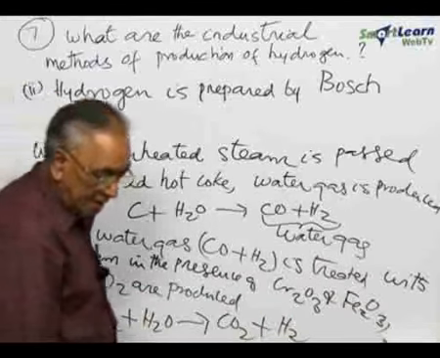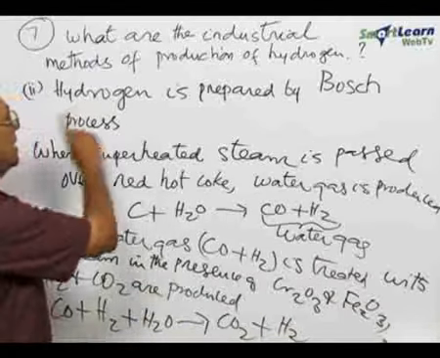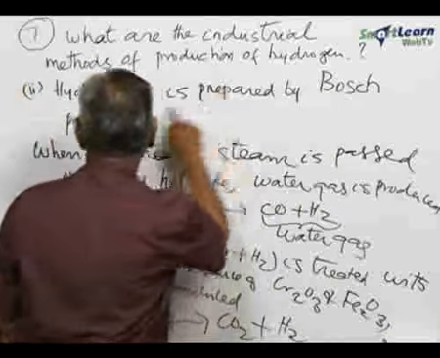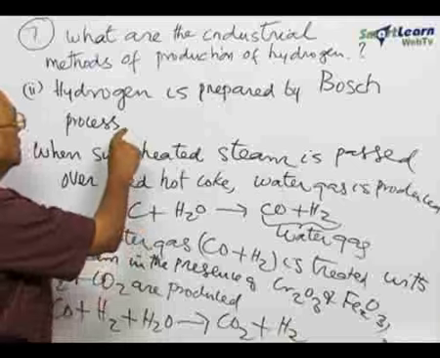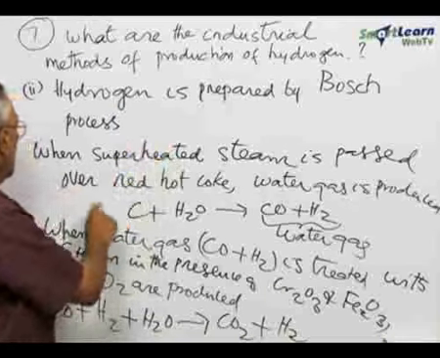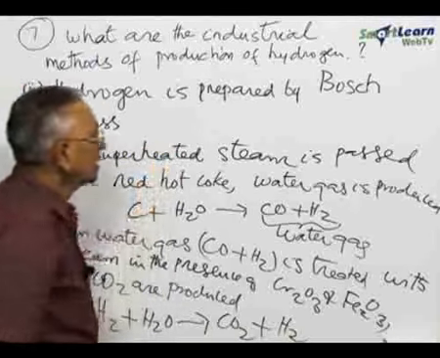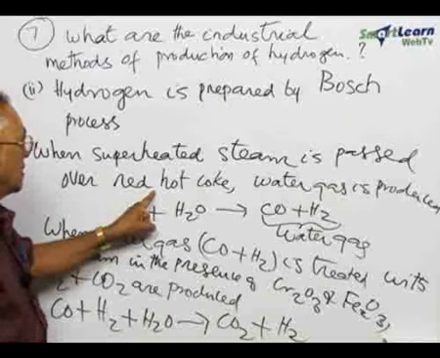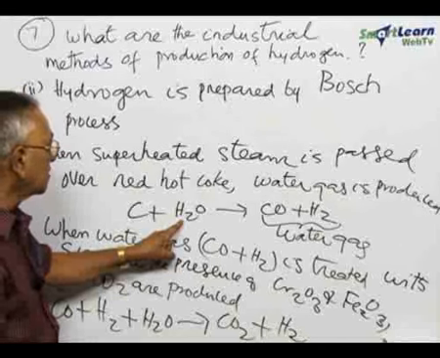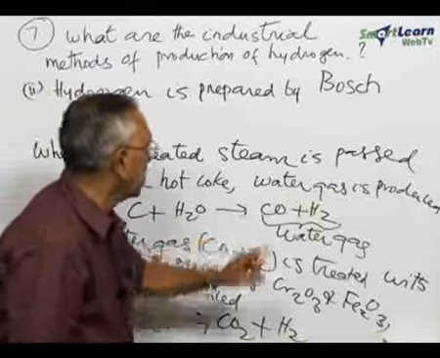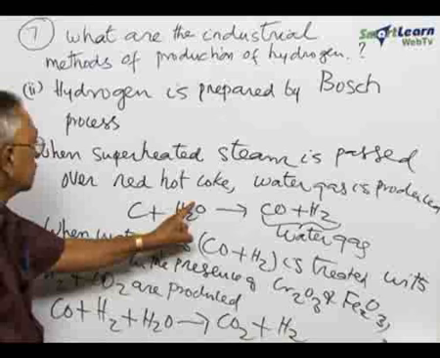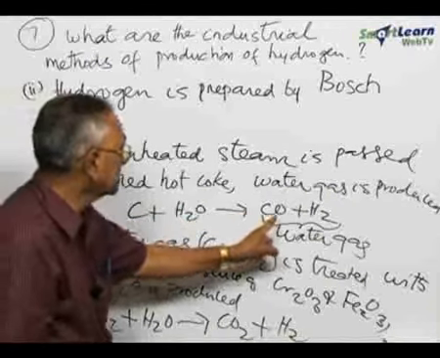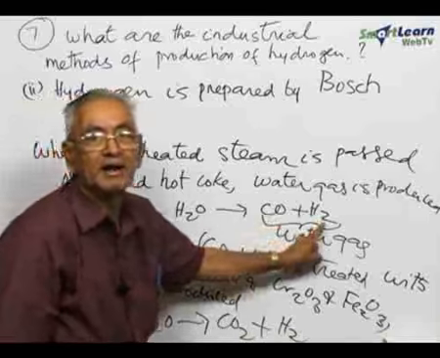Another very important industrial method of preparation of hydrogen is by means of a process known as the Bosch process. This is also known as the water gas reaction. When superheated steam is passed over red hot coke, under very hot conditions, water is decomposed to give rise to carbon monoxide and hydrogen. This is superheated steam and red hot coke, leading to a mixture of gases, carbon monoxide and hydrogen.